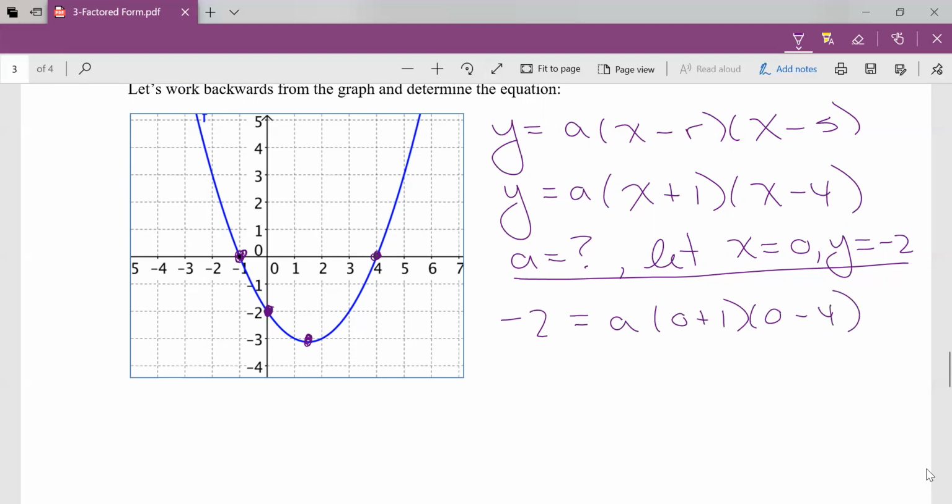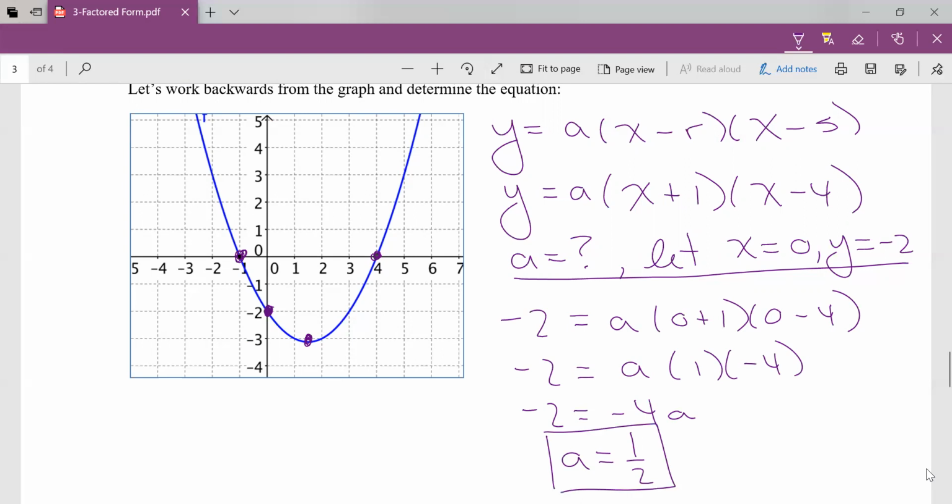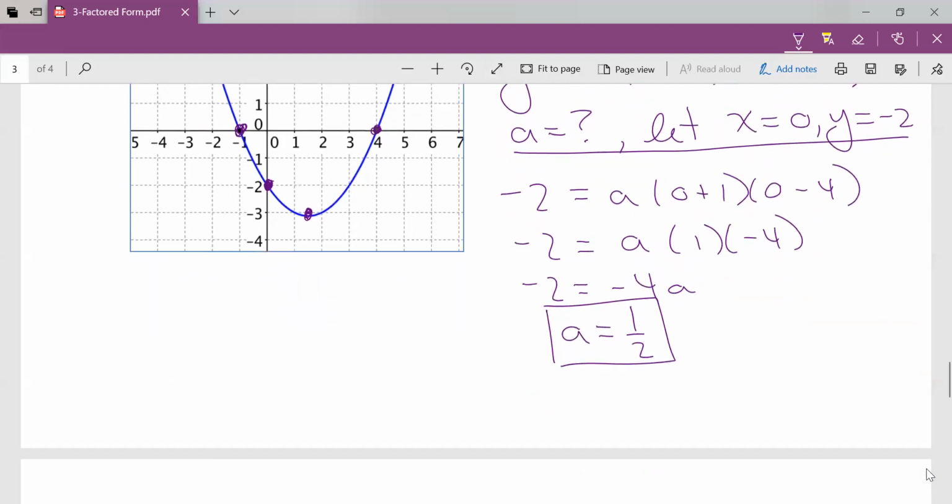Now I've only got one unknown. So now what we have to do is just slowly solve for a. 1 times -4 is -4, so I'm going to call it -4a. Divide both sides by -4, and we get +1/2. Now, we've done all this beautiful work, and I'll see kids just go, boom, I'm done. Move on. No, you did all that beautiful work, and I'm not going to give you full marks because I'm a huge jerk. The question said, write the equation of the function. You have to write it.